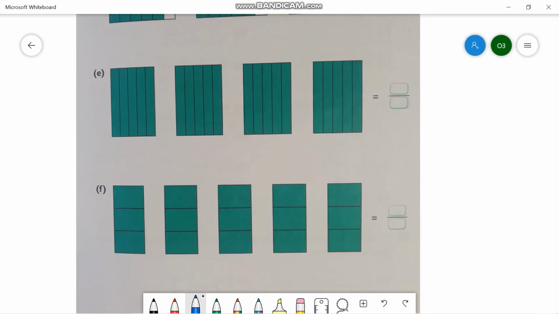So that ends our lesson for today. Next week, we will talk about mixed number. It is a continuation of our lesson regarding improper fraction.